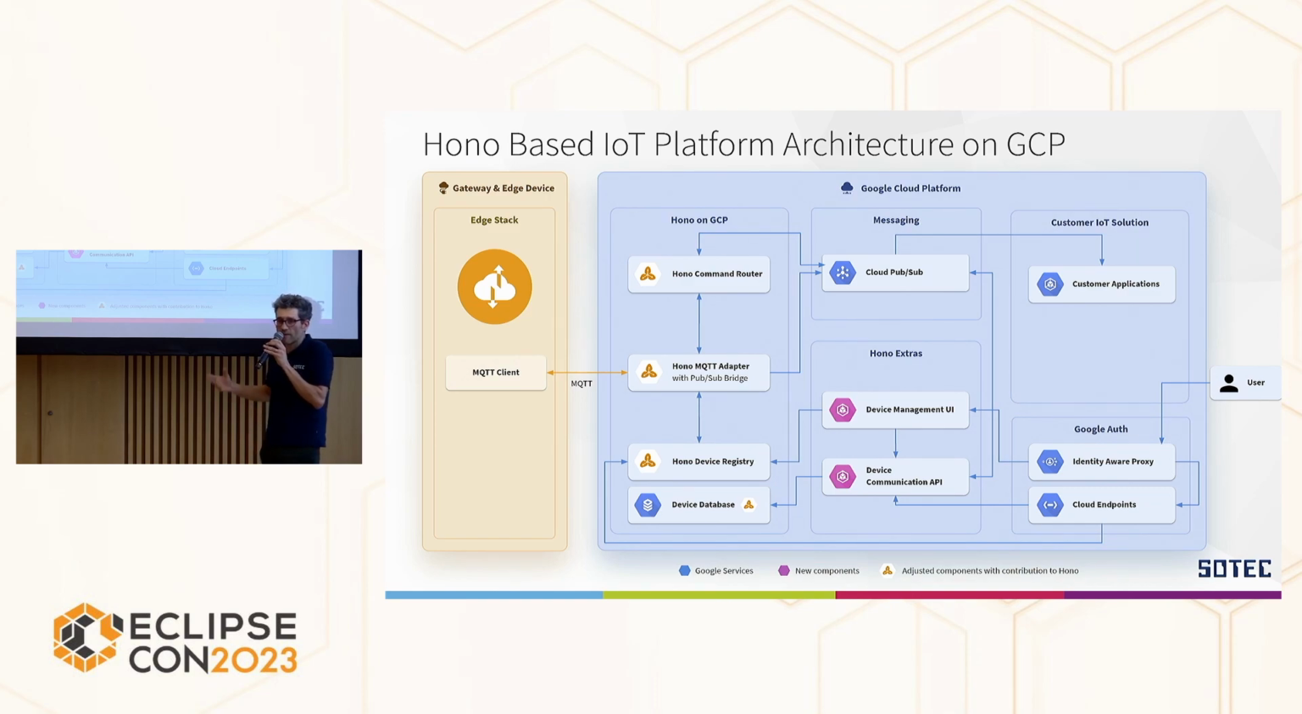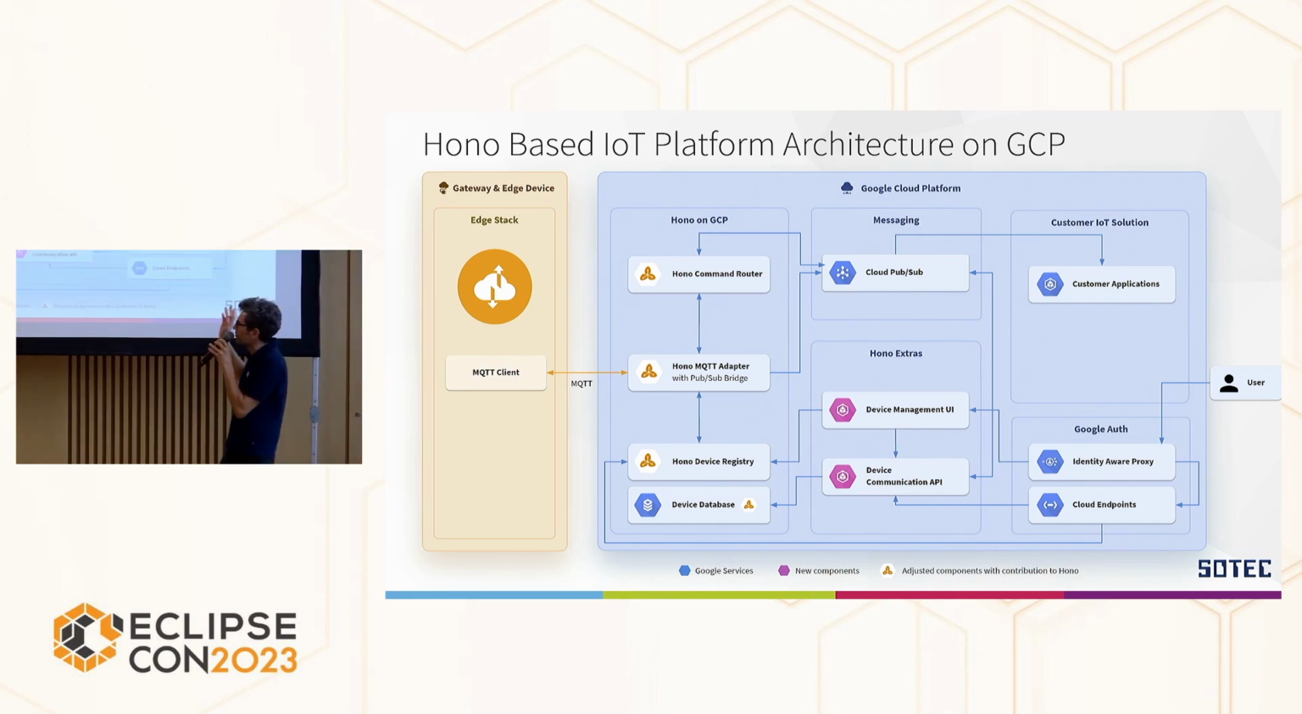So from a customer application point of view, there were no changes needed, just maybe changing the topics on Google Cloud PubSub. So they could just stay the same. And then here in the Hono Extras panel, we have the device management UI and the device communication UI. And this is just secured with Google's own services: Identity-Aware Proxy for authentication, and then Google Cloud Endpoints as a central API gateway.